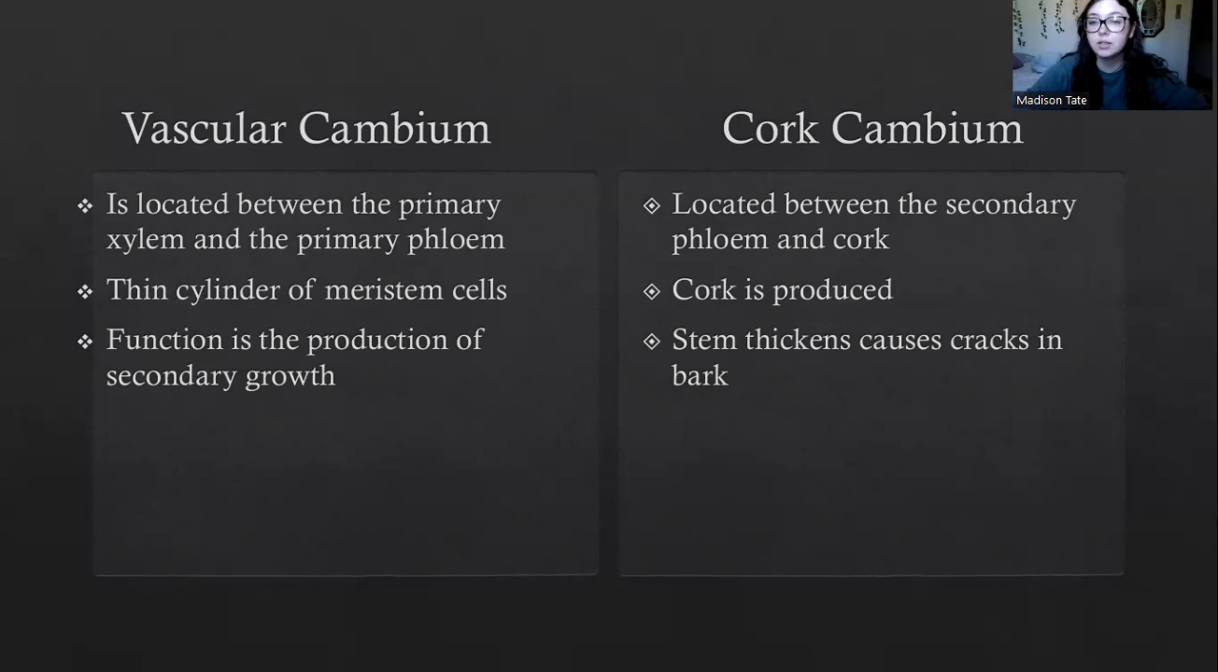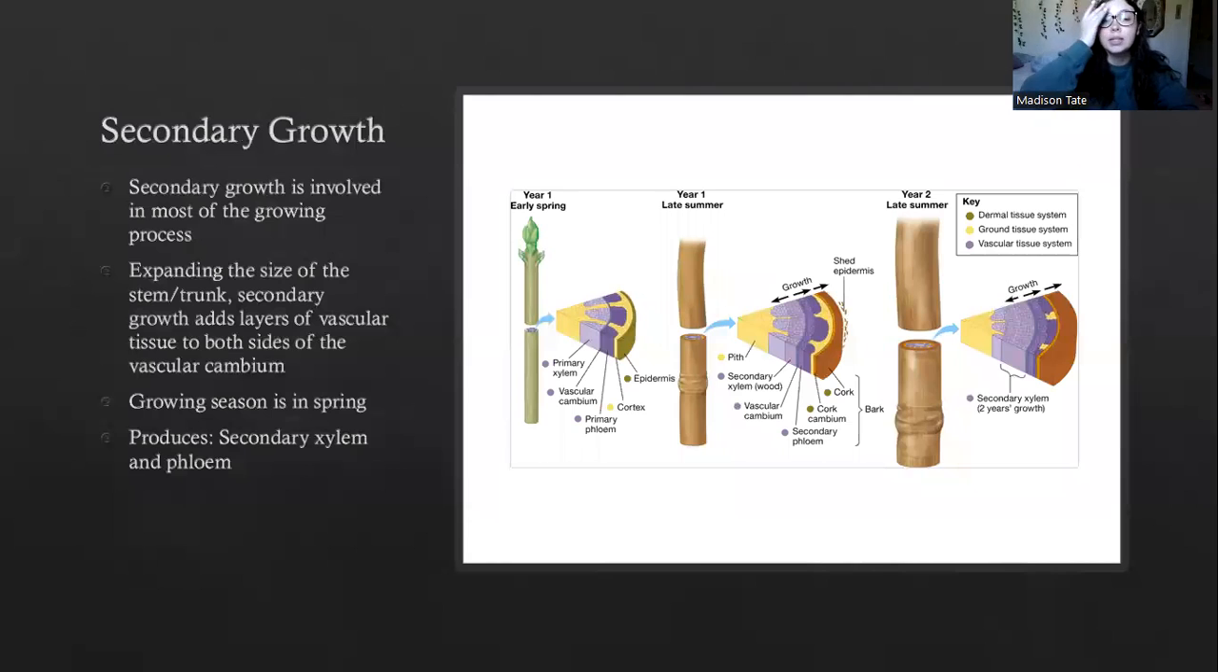Stem thickens, causes cracks in bark. Now, when the stem thickens during secondary growth, cork and cork cambium are pushed together, and this is what causes the bark to crack. Secondary growth is involved in most of the growing process.